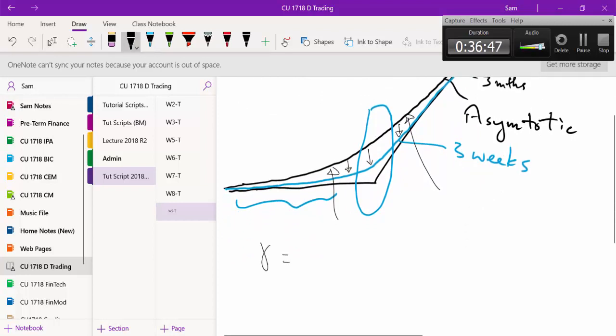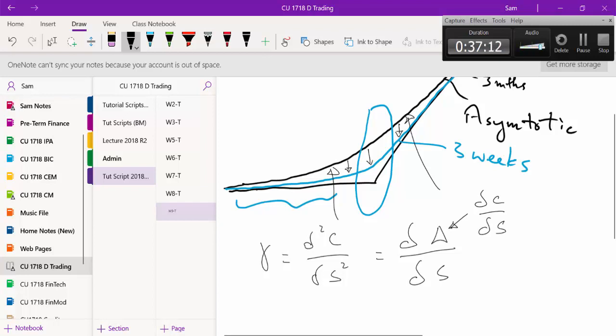So gamma, okay, is the second derivative with respect to price. So it is actually, in the end, the change of delta. It is the change of delta with regard to price, because delta is actually the option price with respect to the spot price. So you just differentiate one more time. Now that's the first way to understand it, okay?